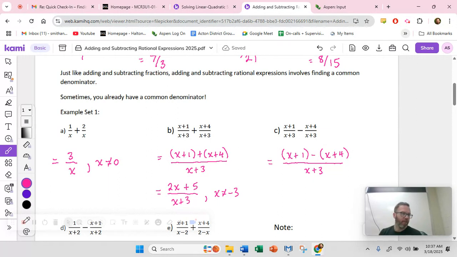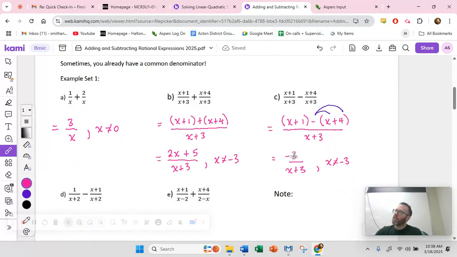X minus x, 0. 1 minus 4. So just make sure, I might even add this visual to make sure you guys are subtracting the 4. But 1 minus 4 is equal to -3. We get -3 over x plus 3. And again, x can't be -3.